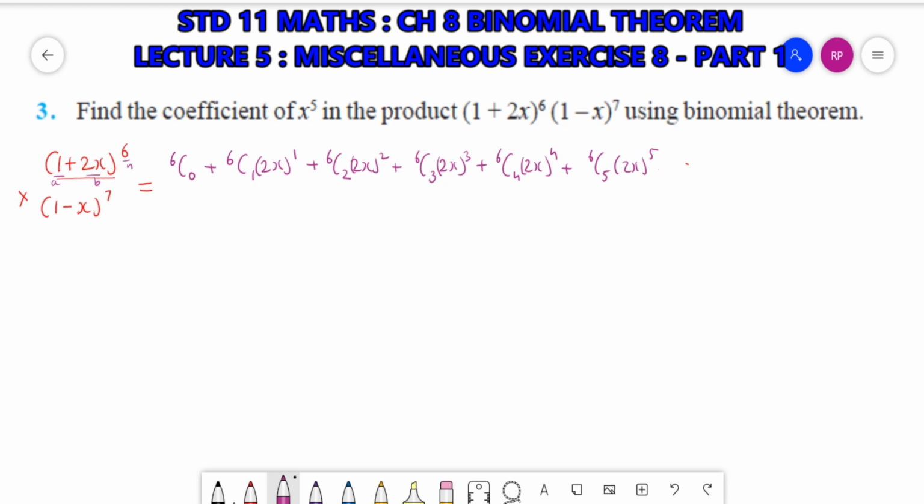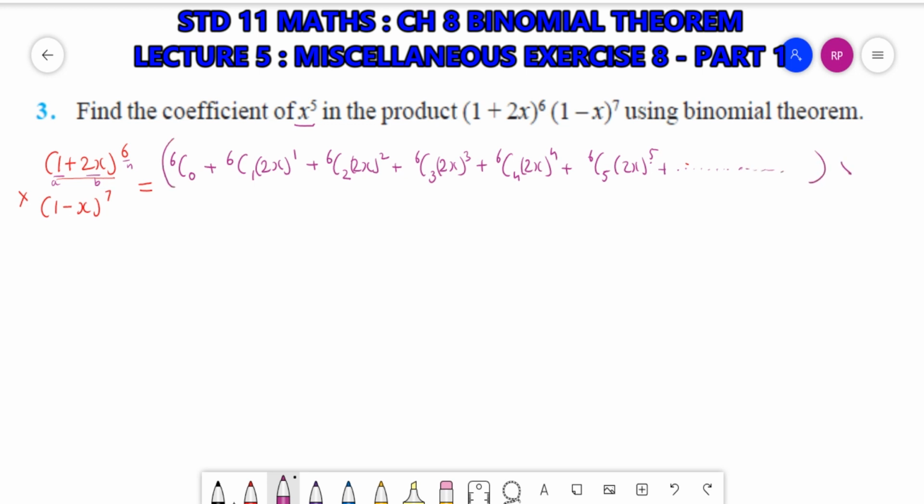Okay, now I will not solve it further because as I move ahead, the power will be greater than 5 and we only want the coefficient of x raised to 5, right? So if there is a lower power and we are multiplying with the other, it can be up to 5. But if it is greater than 5, then it will never become less. So plus dot dot dot.